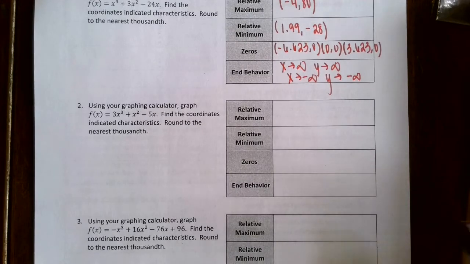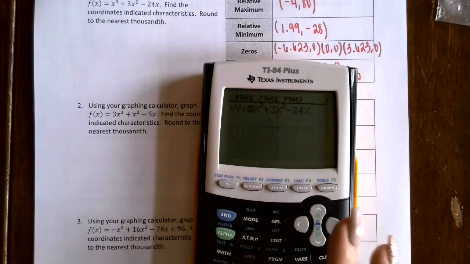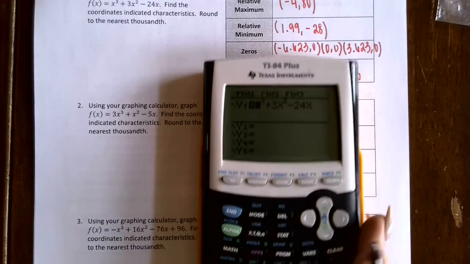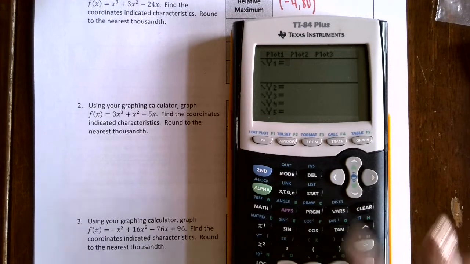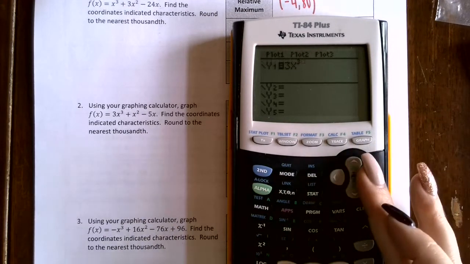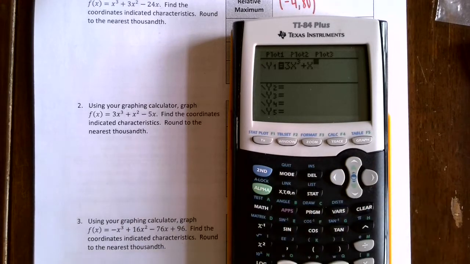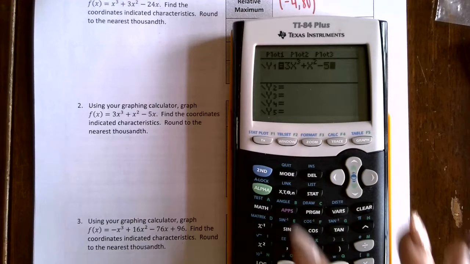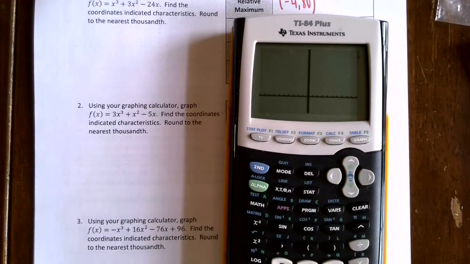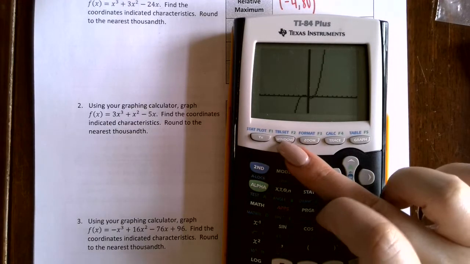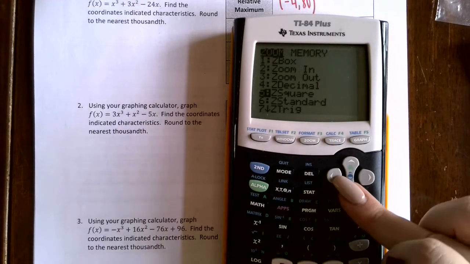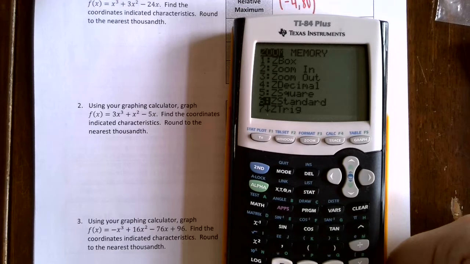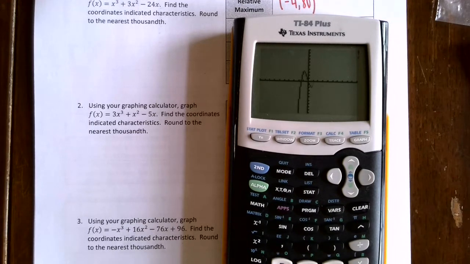Okay, number 2, we're going to go ahead and graph. So if I type in clear 3x to the third, plus x squared minus 5x. Now, we did change our window for my number 1, so I'm just going to change it back. So again, I'm going to hit zoom and go down to standard, which is option 6. That moves me back to 10 units on the X and Y axis.